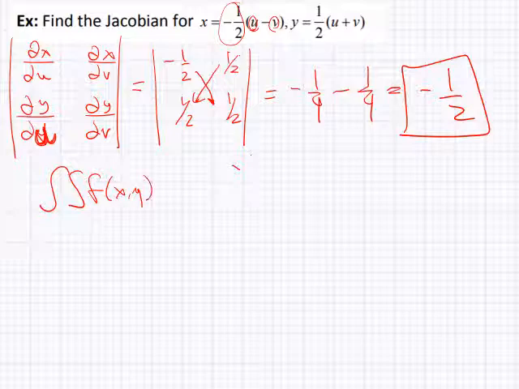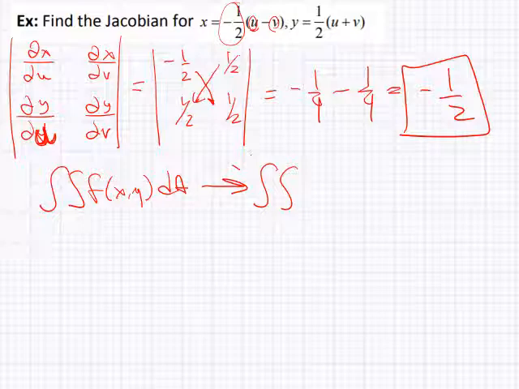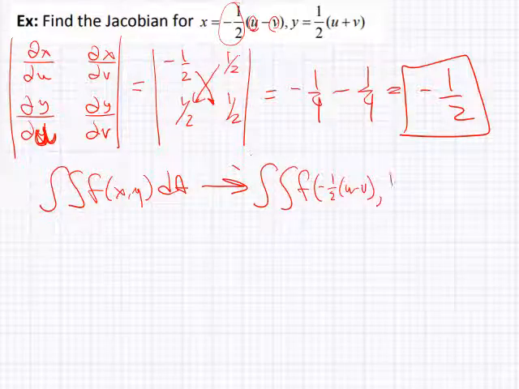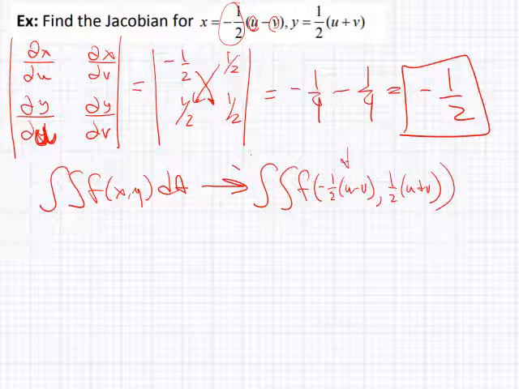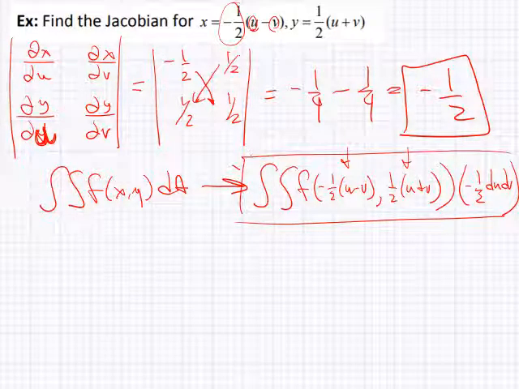So the idea here is if you had some double integral that had a function of x and y in it, dA, okay, and you were to turn this over to a new integral, well, you would switch out the x for a minus 1/2 u minus v. You would switch out the y for a positive 1/2 u plus v. So every time you see an x, you plug this. Every time you see a y, you plug this. And then the dA would turn into an extra minus 1/2 du dv. Okay? And so that is how we would calculate the Jacobian.